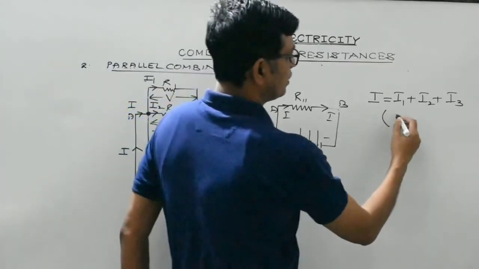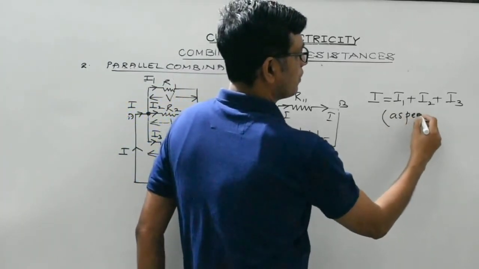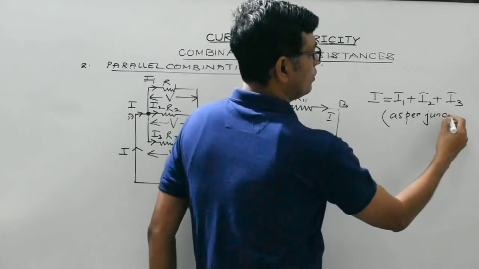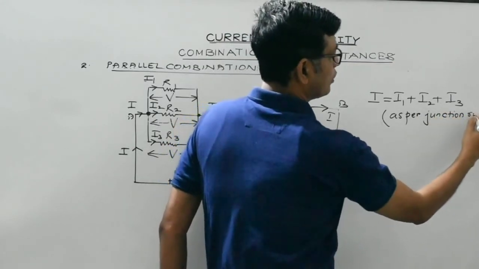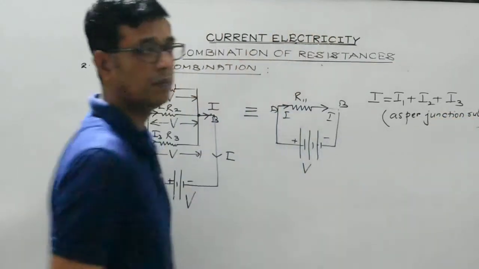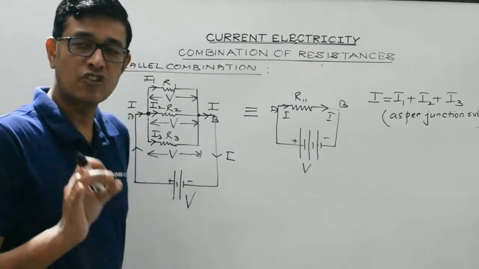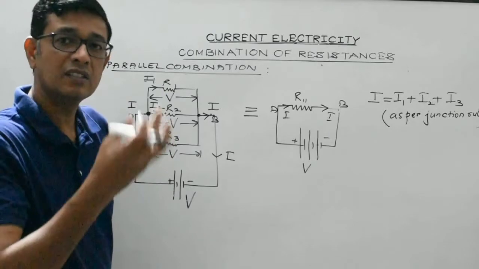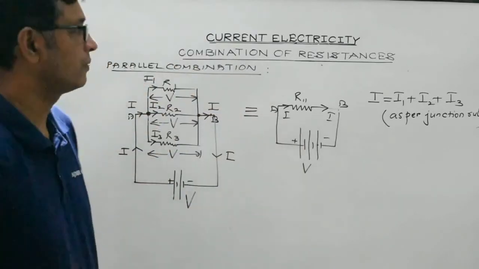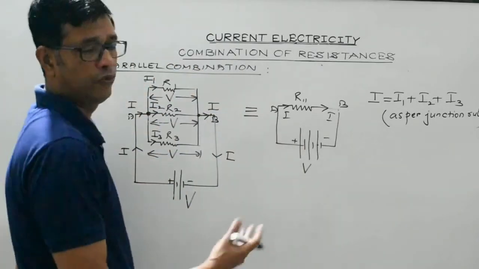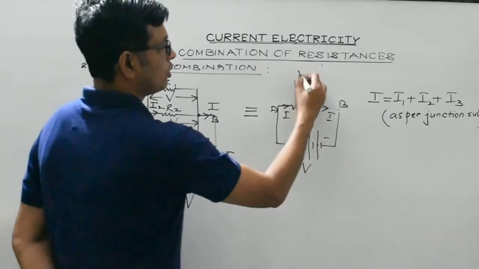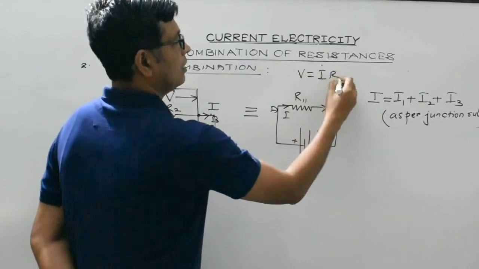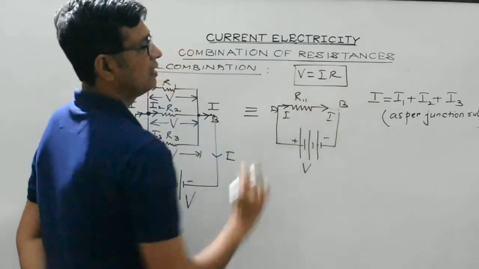So this is as per the junction rule, which I have just stated: the sum of the currents entering a particular junction must be equal to the sum of the currents leaving that junction, right? Now look, we are aware of Ohm's law, isn't it? Ohm's law is V equals IR. This is the basic formula in current electricity.